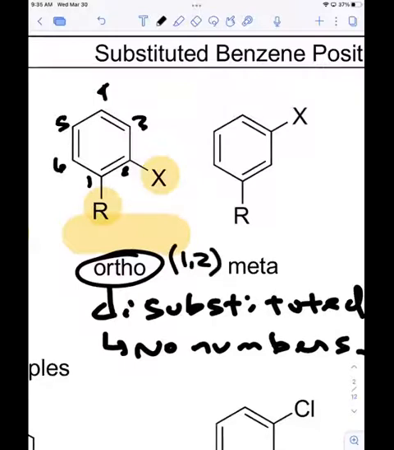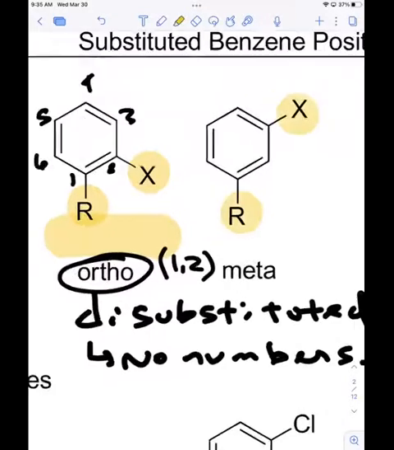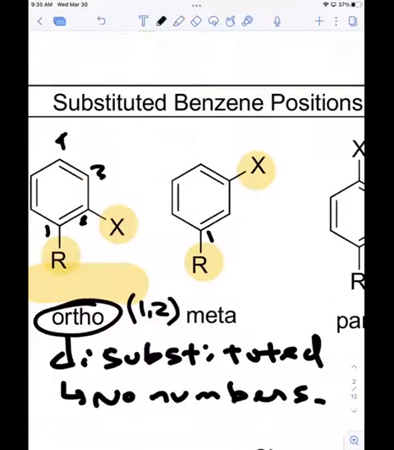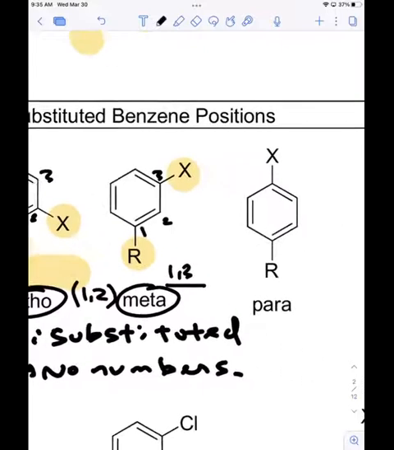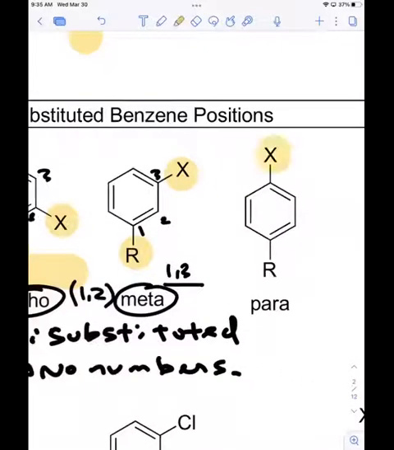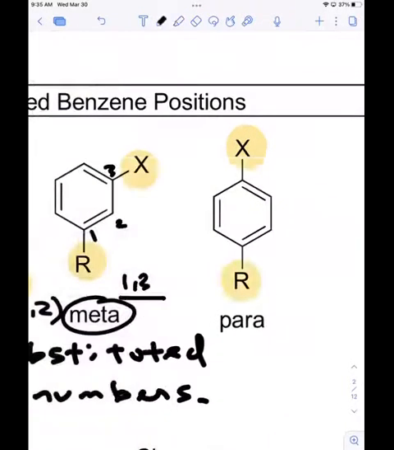If it's at position 3, you can see that right here, this is 1, 2, 3, like that. Then we call that the meta position, or 1, 3 di-substituted. And then if it's here like this, that's 1, 4, and we call that para. So for di-substituted benzenes, you do not use numbers when naming them. You only use the positions.